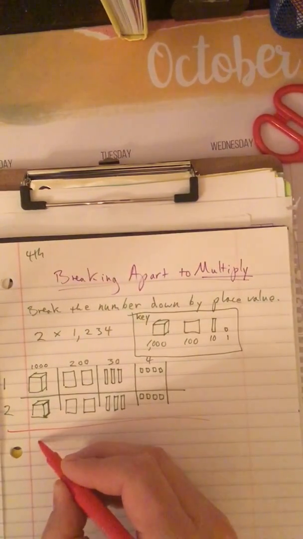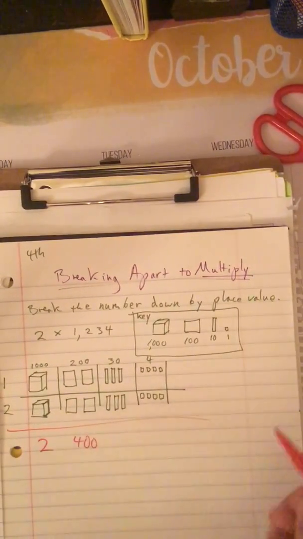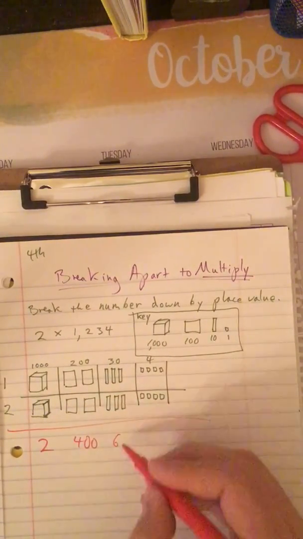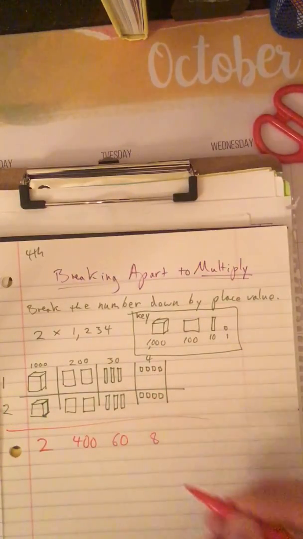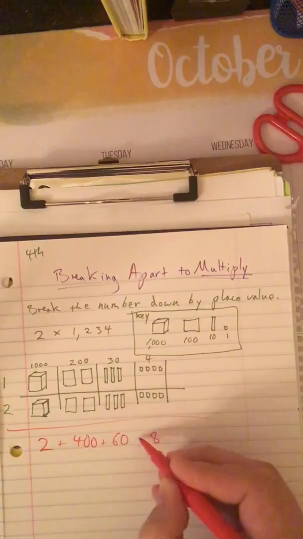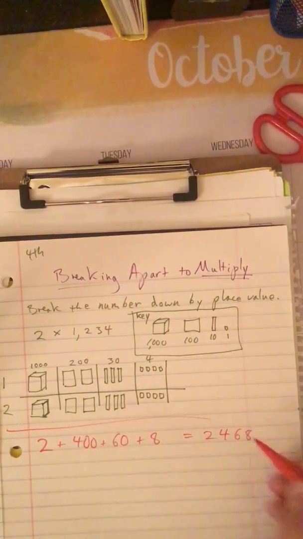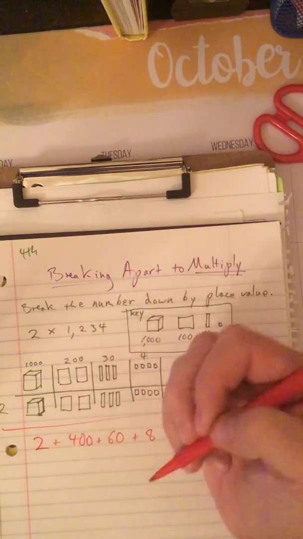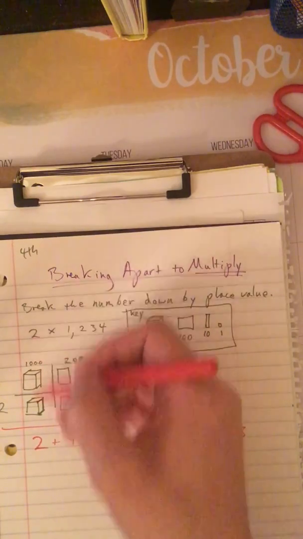I have 2,000 then. 1, 2, 3, 4, that's 400. And this is 1, 2, 3, 4, 5, 6, that's 60. And then this is 1, 2, 3, 4, 5, 6, 7, 8, 8. And what if I took those and I just added them up? I would get 2,468, right? Now keep in mind, this is a place value, this is a place value, this is a place value, and that's the place value. Ones, tens, hundreds, and thousands.